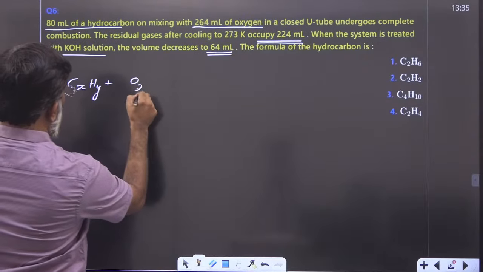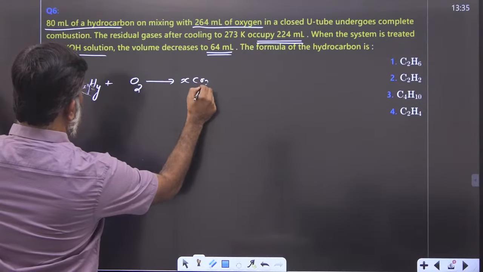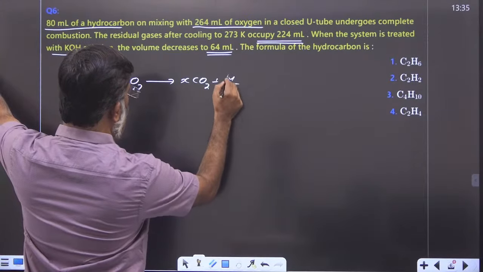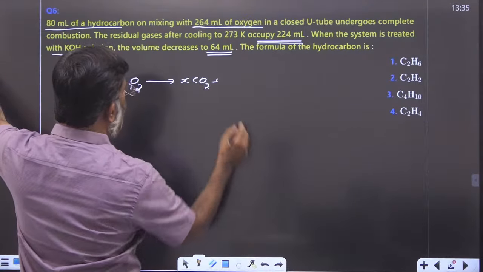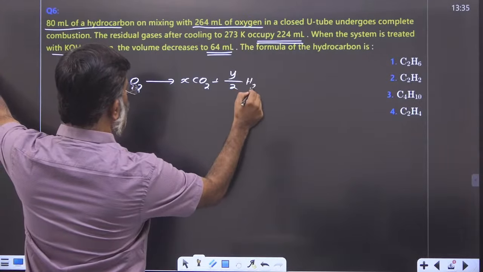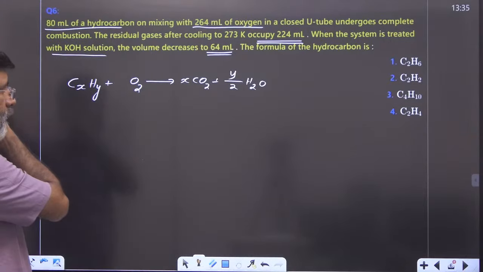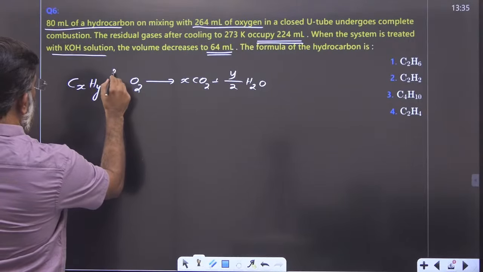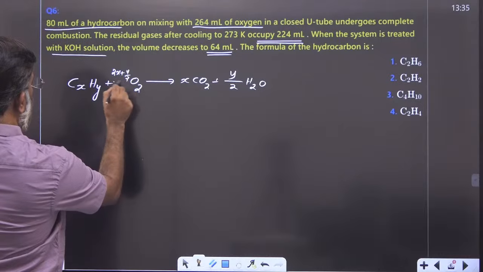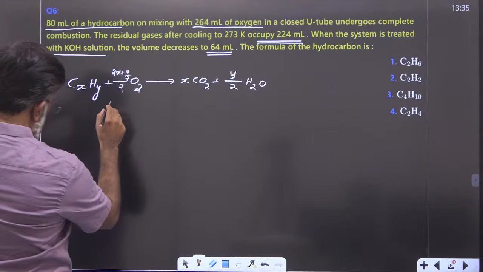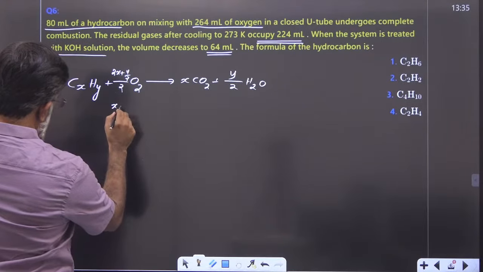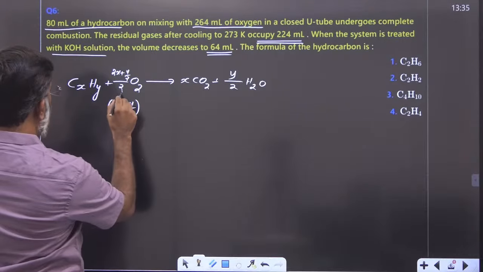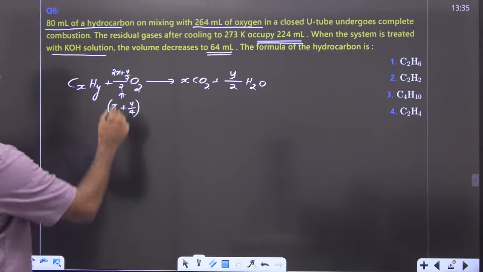CxHy plus oxygen, you get x carbon dioxide and y by 2 water. So what is oxygen? 2x and y by 2. So it will be 2x plus y by 2, by 2. The coefficient will be x plus y by 4. This is the coefficient of O2.